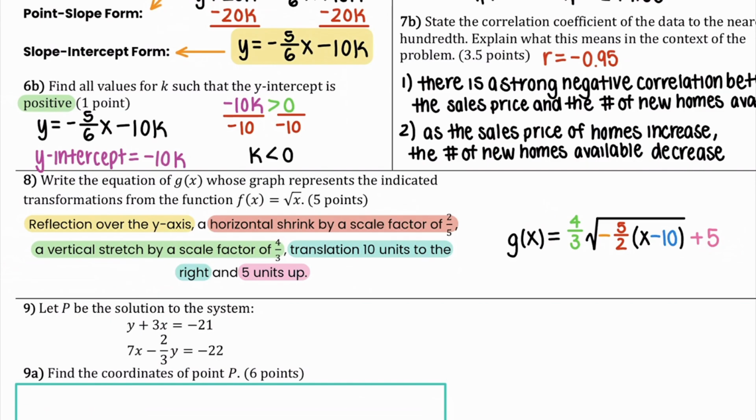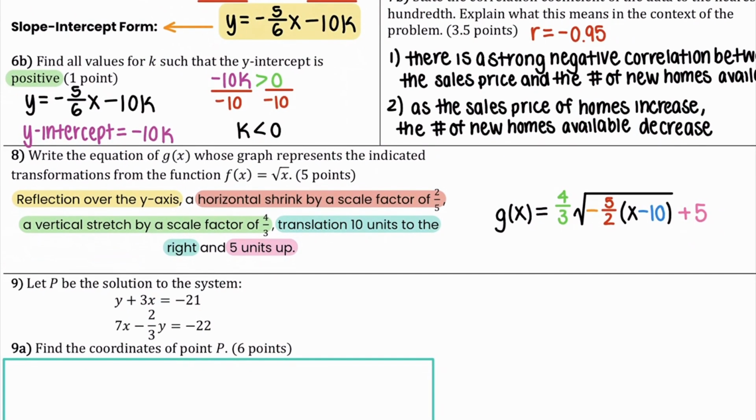What we want to identify is which of these transformations will affect our inputs and which one will affect our outputs. All the inputs are things like the reflection over the y-axis, because that is the negation of the x values. Then we also have horizontal shrink by a scale factor of 2/5, because anything horizontal, influencing moving the graph left and right, or a horizontal shrink or stretch, is also influencing the x values. And lastly, a translation 10 units to the right.